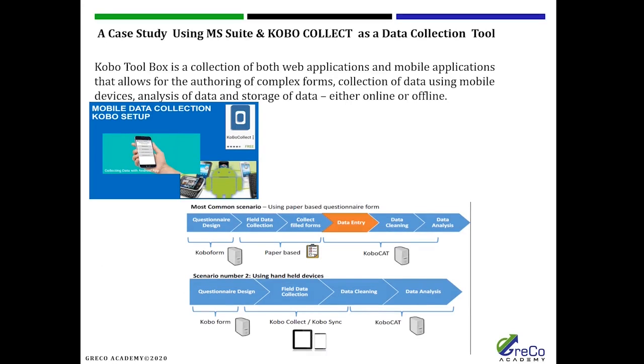Last on our presentation is using Microsoft Suite and Kobo Collect as a power data tool. Yes, things are changing from the normal ways of just writing on paper, doing field enumeration, and then along the way the paper gets missing and all that. No, things are changing. Let's take, for example, Kobo Collect.